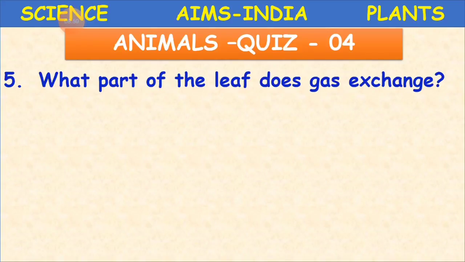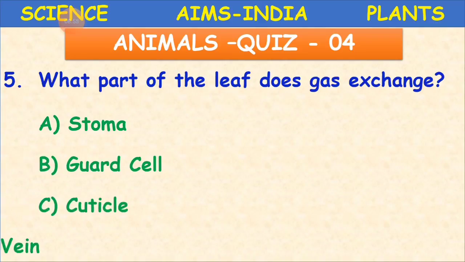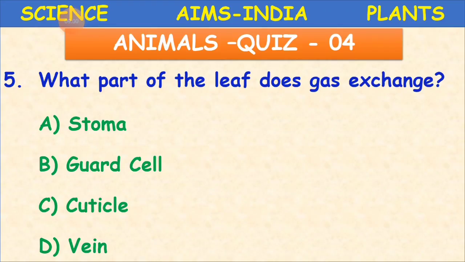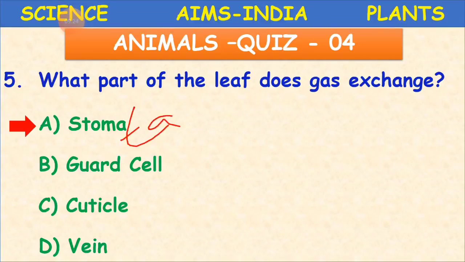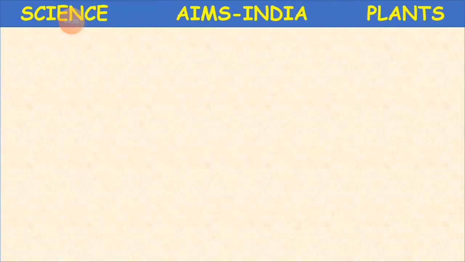What part of the leaf does gas exchange? Stomata is A option, B guard cell, C cuticle, D vein. Which one is the correct answer, children? Yes, it is stomata. So the answer is stomata. Clear? Okay. Next question.